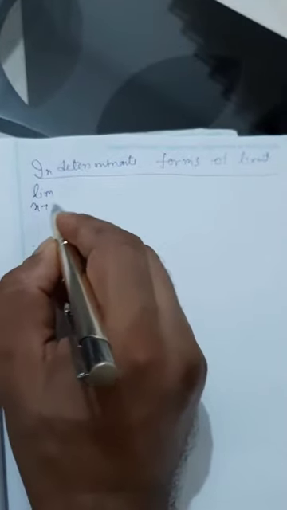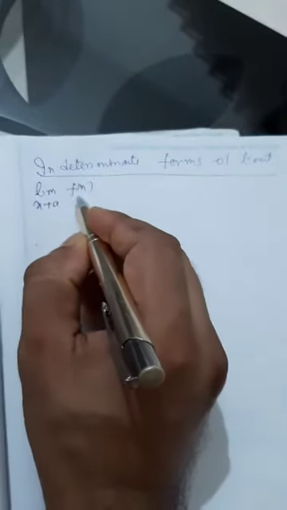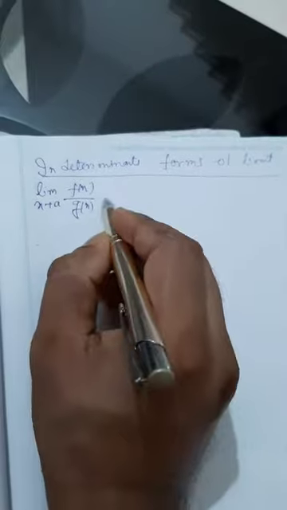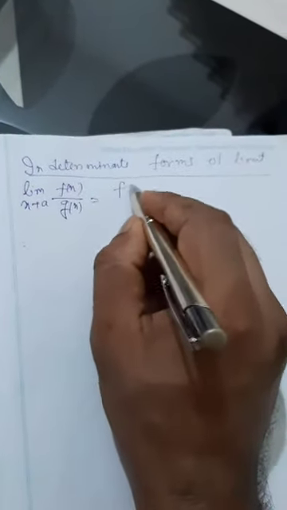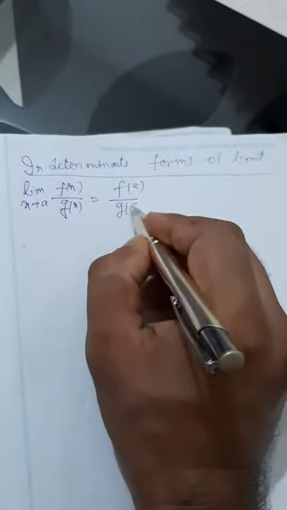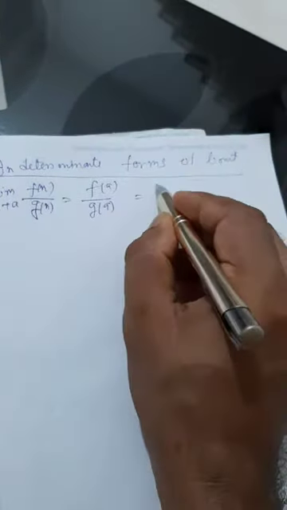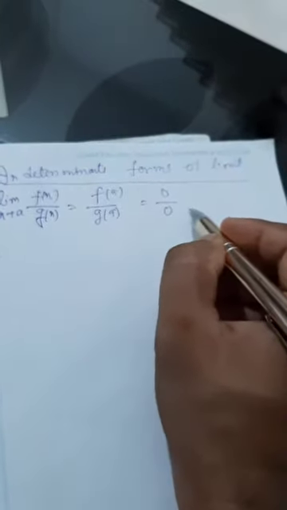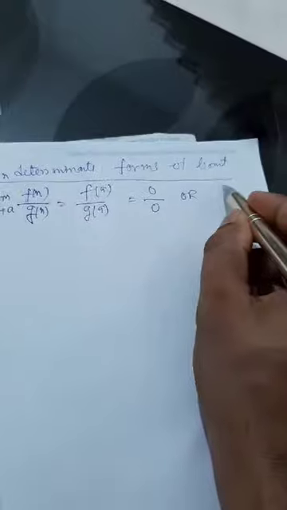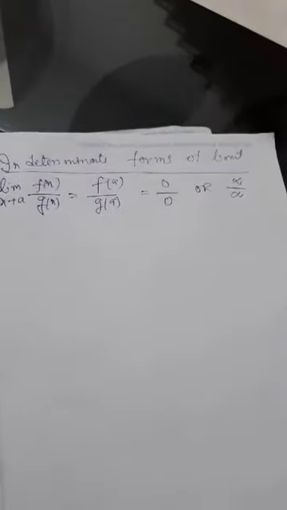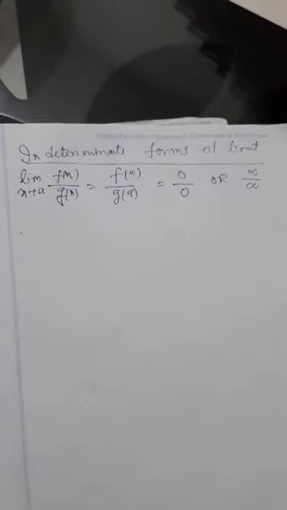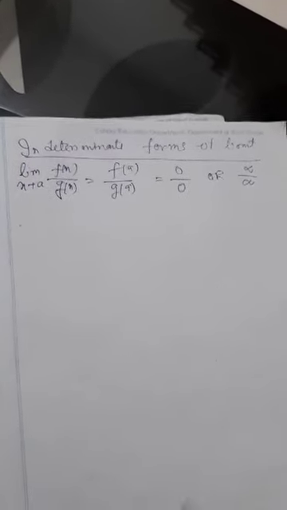That means suppose the sum is given: limit x tends to a, f(x) by g(x). Now if you put the value here, it will become f(a) by g(a). Now suppose f(a) is 0 and g(a) also 0, or f(a) is infinity and g(a) also is infinity, then the answer becomes indeterminate. So these kinds of limits are known as indeterminate forms of limits.